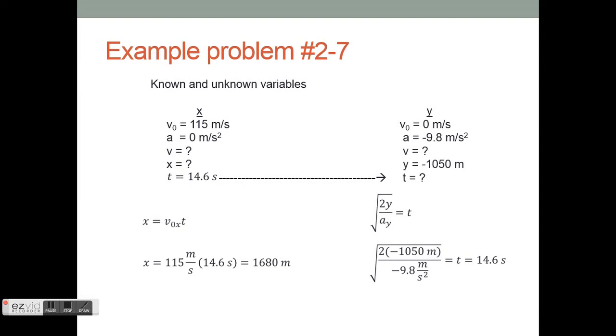So if horizontal and vertical motion are independent, if I want to release this package and have it hit a target, I have to release it when my plane is 1,600 meters before it gets to the location that I want to hit that package.